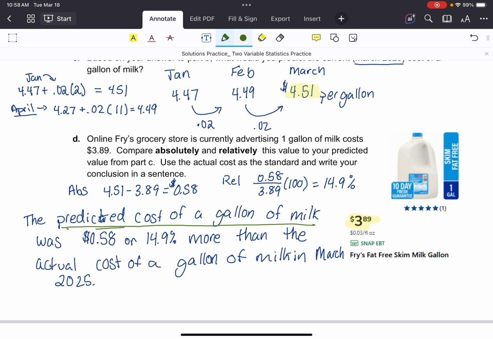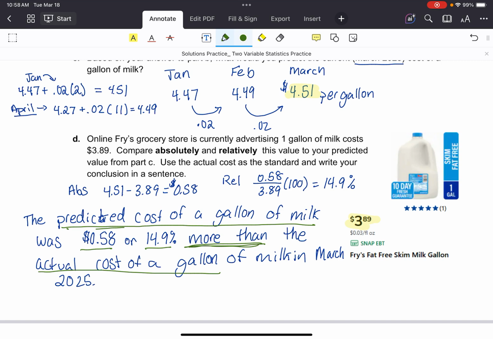So things that we look for in those types of sentences, you want to talk about what is your compared value. You want that absolute and the relative difference. You want that comparison. Are they more than or less than? And then you want, what are you comparing it to? That's the standard. So hopefully this sort of helps you walk through the problems.